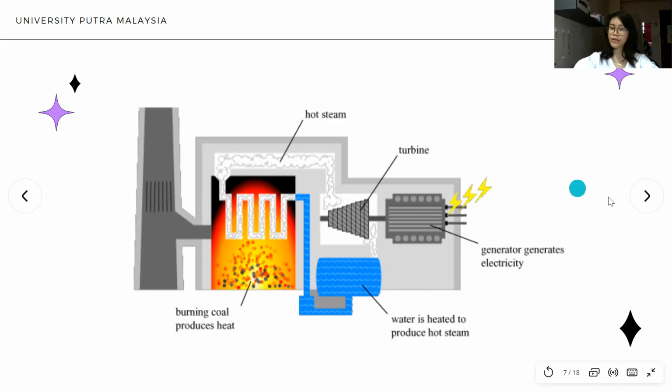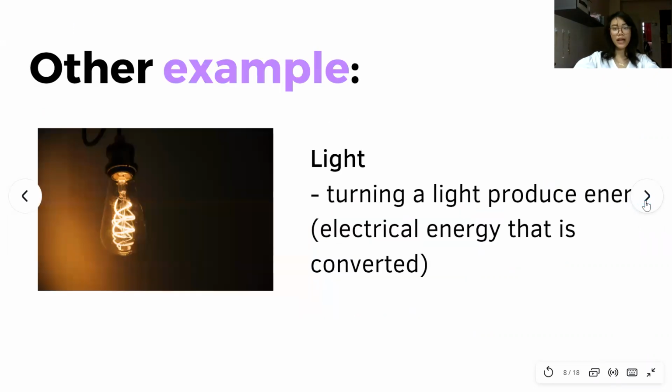Another example that we use is light. By turning on a light, we produce energy. This is electrical energy that is converted.